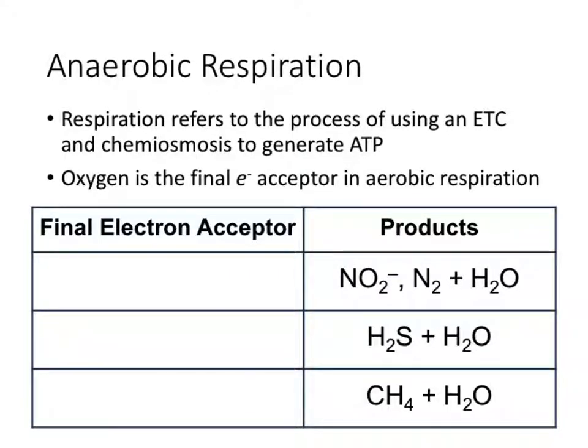I actually have these in order of which of them is most electronegative and therefore which yields the most energy. So nitrate is most similar to oxygen in terms of its electronegativity. Therefore, it yields the most ATP out of these three here, but it doesn't actually provide as much as oxygen. So one key distinction with anaerobic respiration is the amount of ATP that's yielded per molecule of glucose is actually a little bit less. And how much less is dependent on which of the final electron acceptors in this list are used.